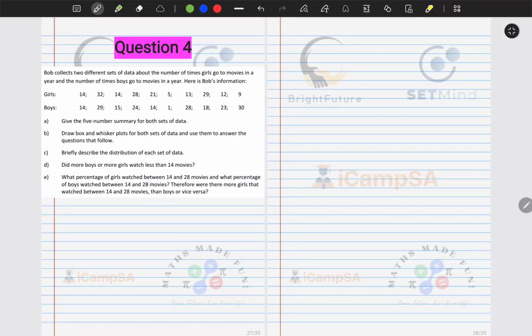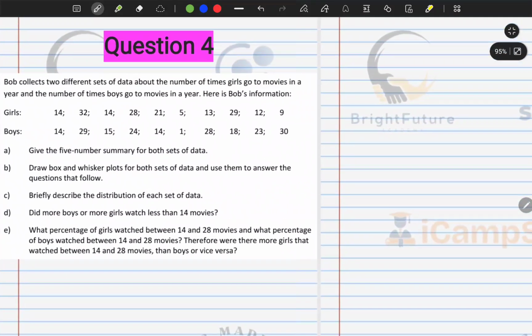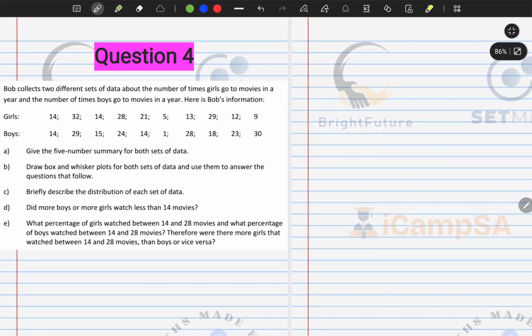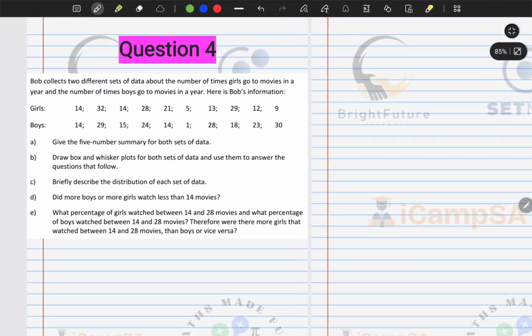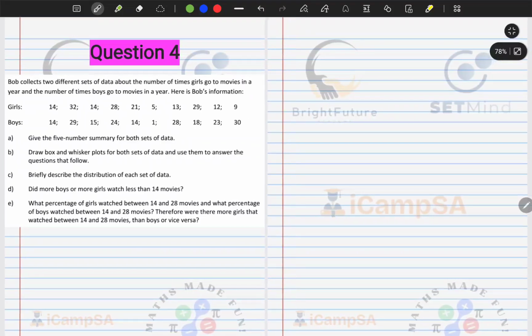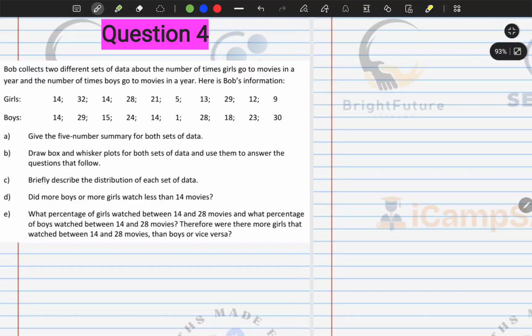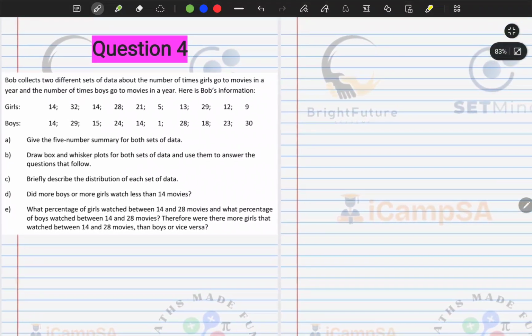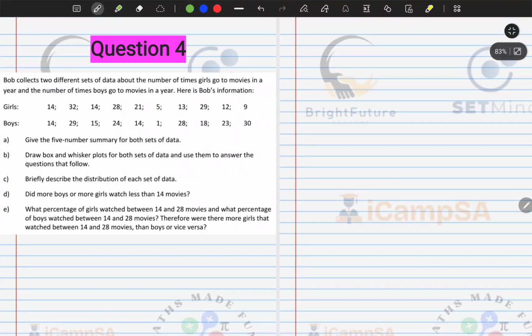So let's have a look at the next question, which is this question here. So let's read the question. So the question reads, Bob collects two different sets of data about the number of times girls go to movies in a year and the number of times boys go to movies in a year. So here's the information that Bob collected. Okay. And then we are required to give the 5-number summary.